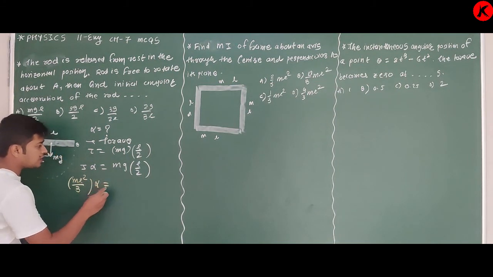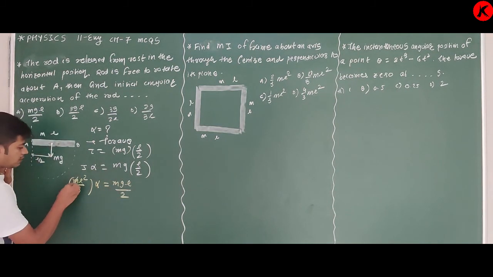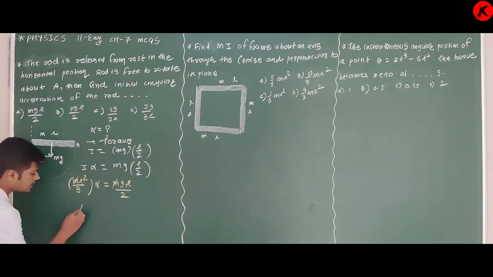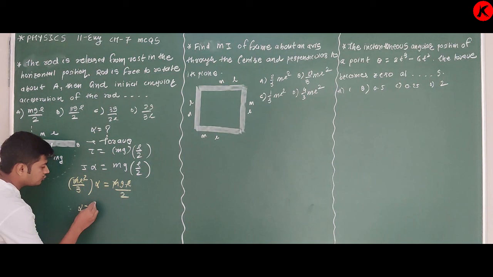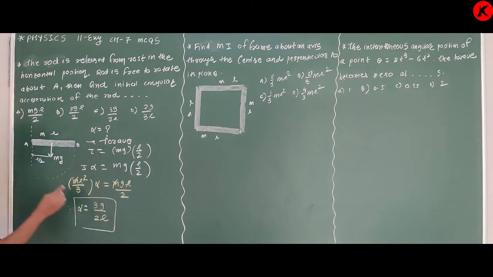So mgl by 2 is equal to ml square by 3 times alpha. M cancels, L cancels. If you make alpha the subject, then alpha is equal to 3g upon 2L. This is the equation of alpha.